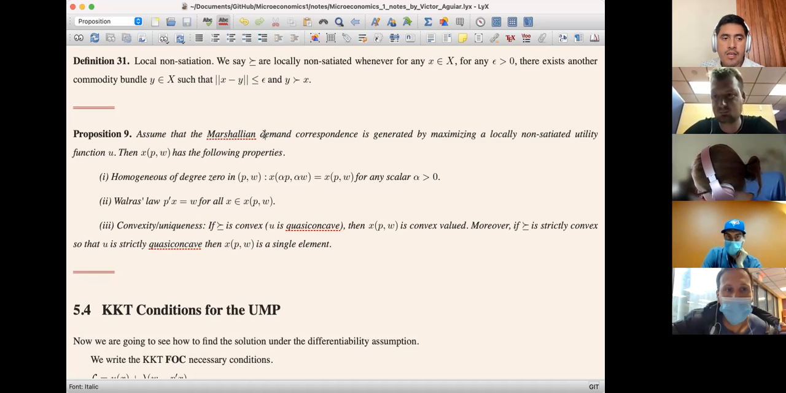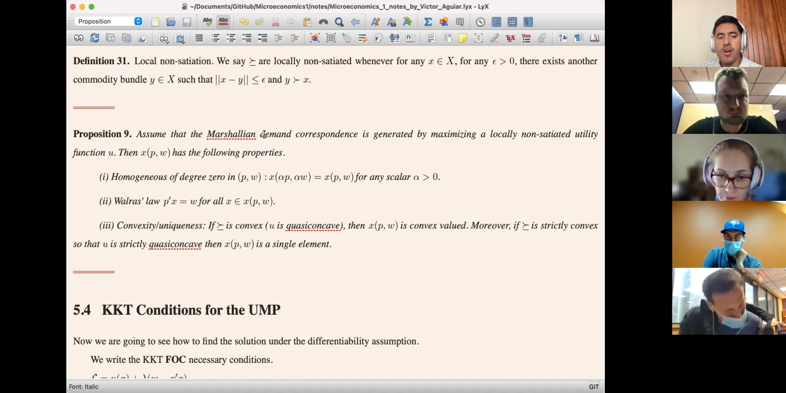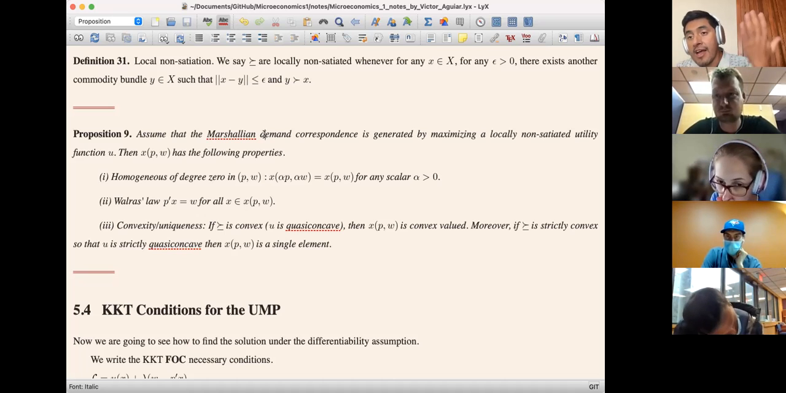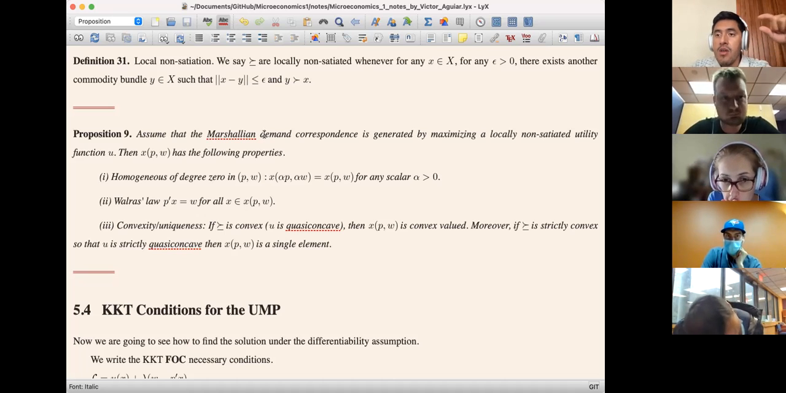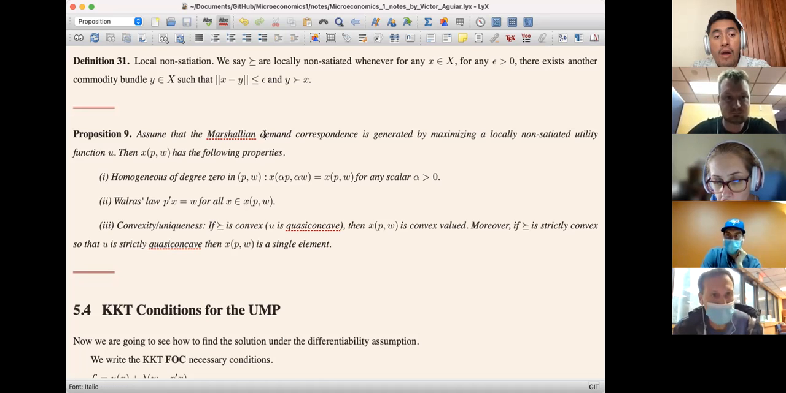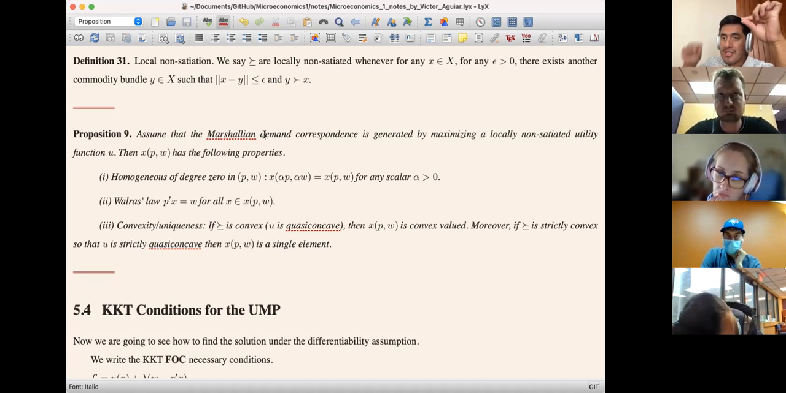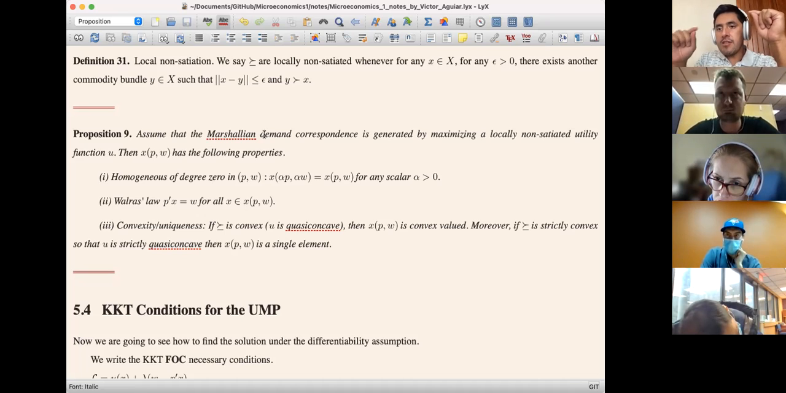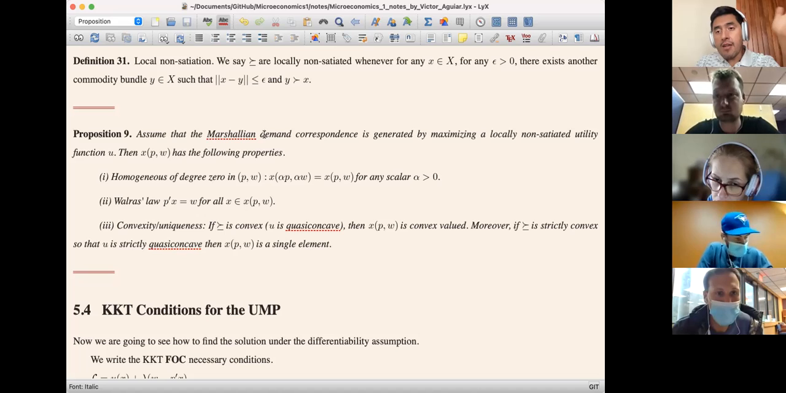The second thing I get is Walras' law. I'm going to ask one of you to prove this second statement right now. I want you to prove Walras' law, meaning that the solution to the optimization problem lives not inside the budget set but on the boundary. So the budget constraint holds with equality instead of a strict inequality.